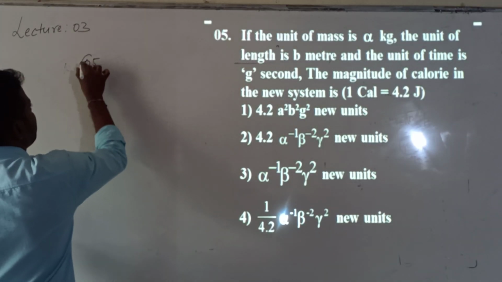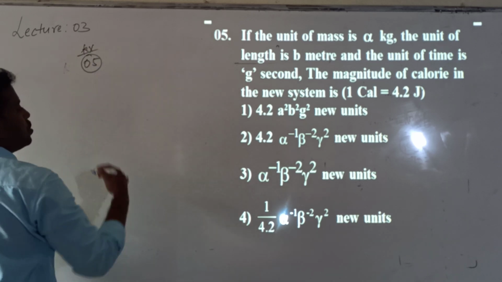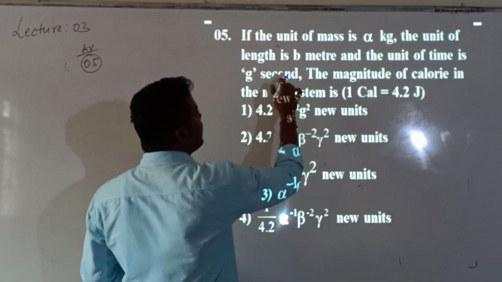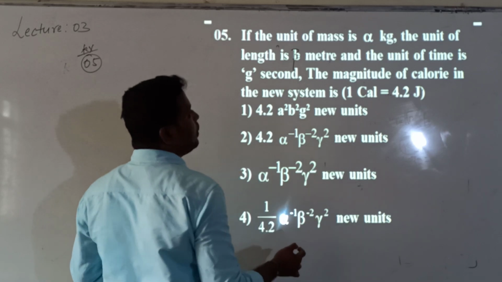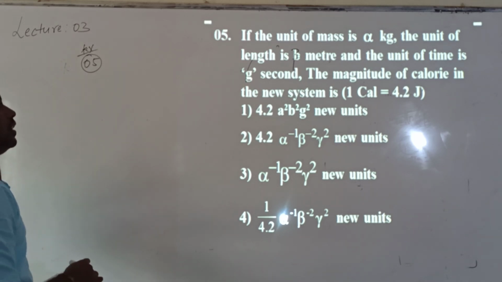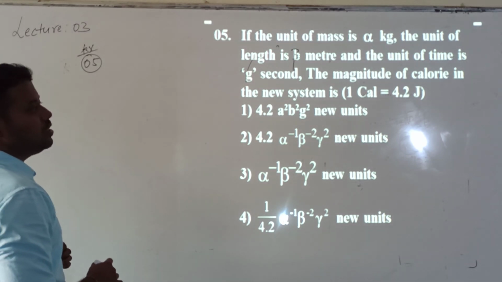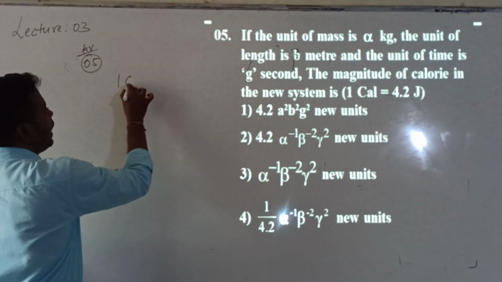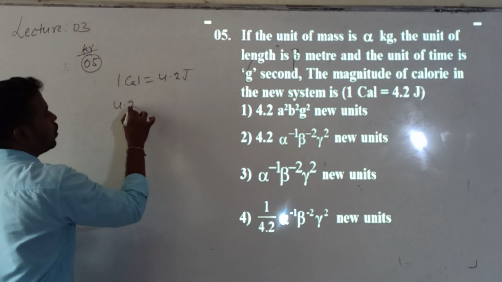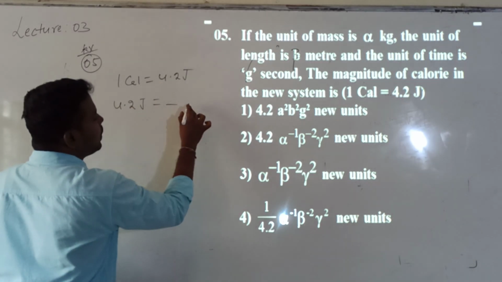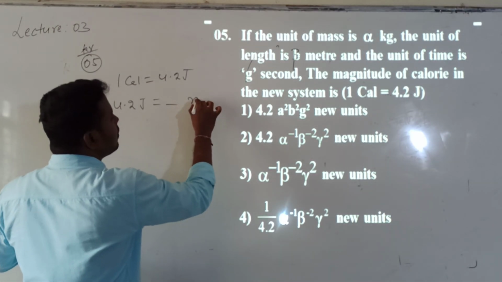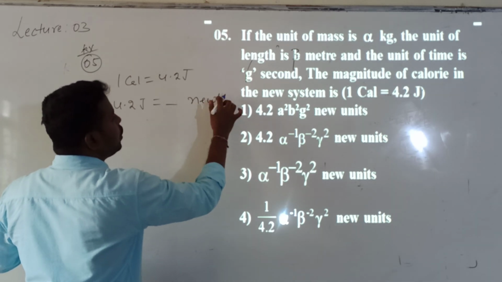Question number 5, a very important question. What is this question? Unit of mass is alpha kg, unit of length is beta meters, and unit of time is gamma seconds. Now what they are asking is the magnitude of a calorie in the new system. Actually 1 calorie is equal to 4.2 joules. Now what I want to write is that 4.2 joules is equal to how many calories in the new system, that 1 calorie which is of the new system.